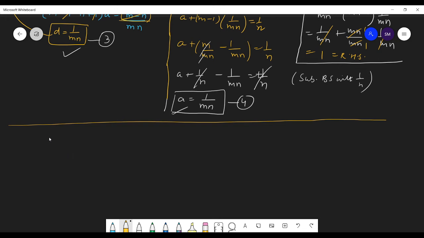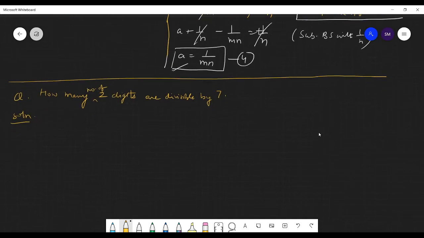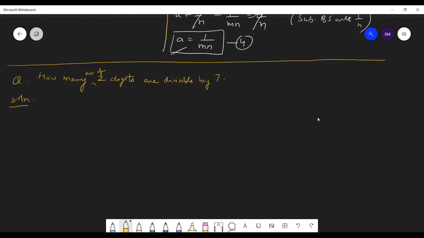So next type is, suppose you have a question: how many numbers of 2 digits are divisible by, suppose, 7? How many 2 digit numbers are divisible? Can you do this question, students? Yes, sir. Okay, try it out.